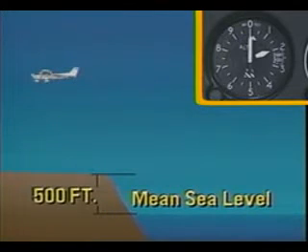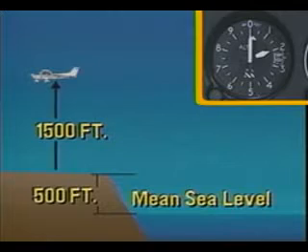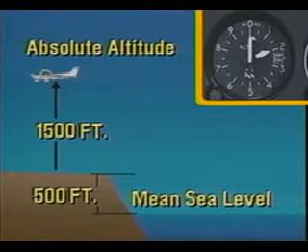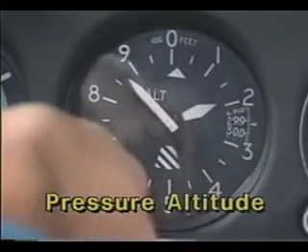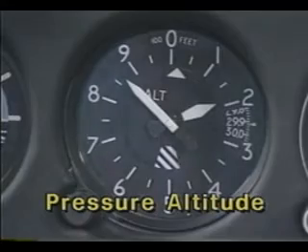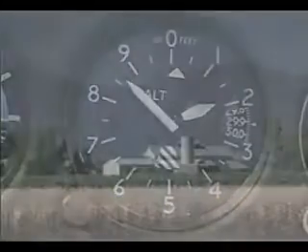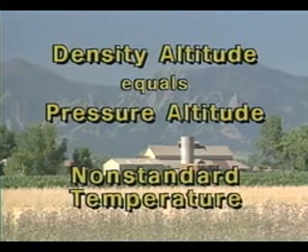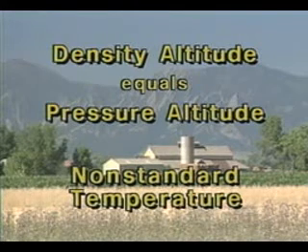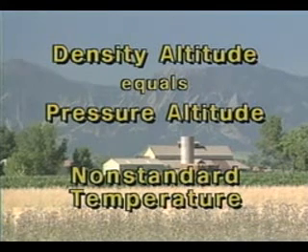If you're flying over a surface higher than mean sea level, you must subtract its height from the altimeter reading to obtain your distance above the surface. This difference is called absolute altitude and is often referred to as height above ground level, or AGL. Pressure altitude is referenced to a standard level of 29.92 inches of mercury. It is used with the existing temperature to determine density altitude. Density altitude is pressure altitude corrected for non-standard temperature. It is not really an altitude, but is a theoretical value used in the computation of aircraft performance.